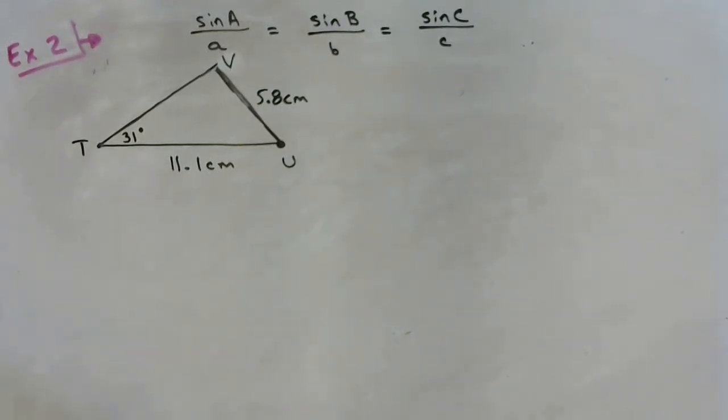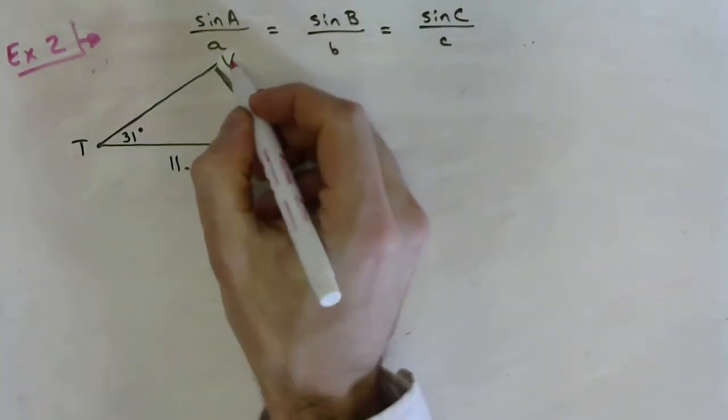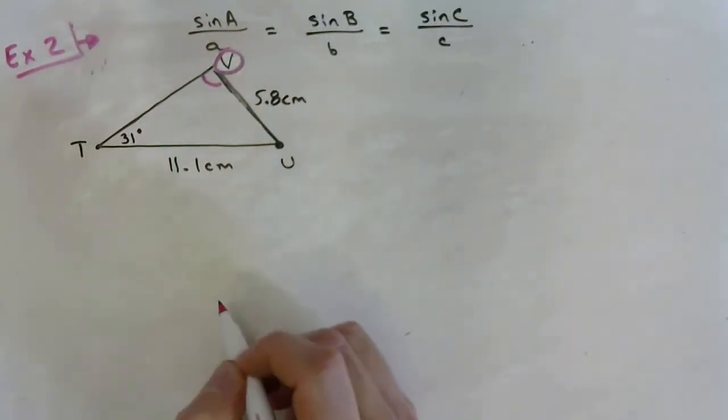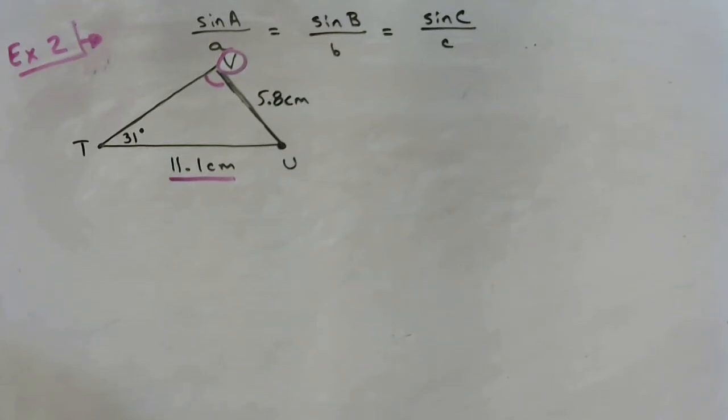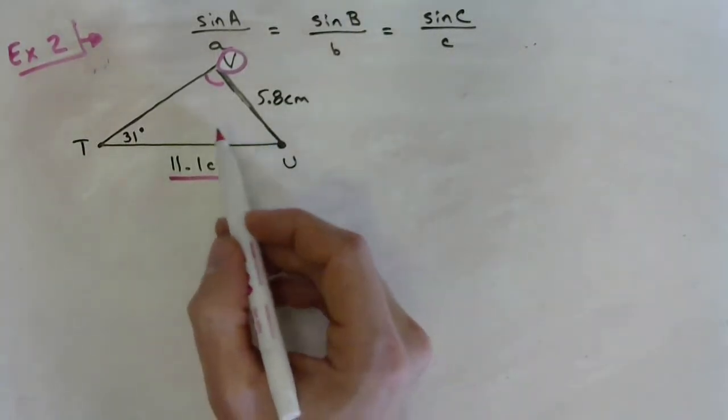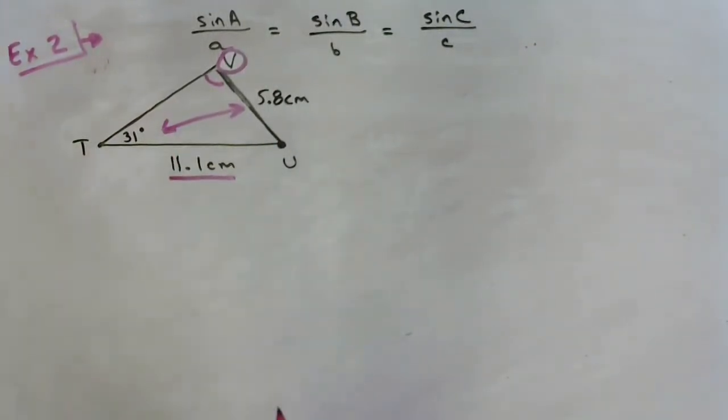So we've drawn it, and now we're going to simply apply the sine law. We're looking for angle V, so we're looking for this right here, which means this 11.1 is going to come into play. Do we have enough information to use the sine law? Yes, I've got opposite information right here to create my first ratio. So let's set it up.